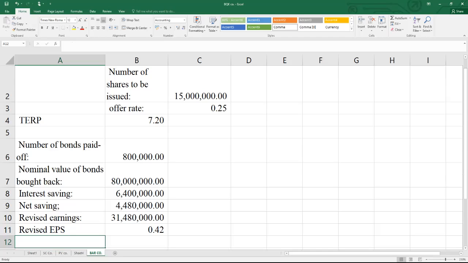Clear? Still, could you repeat how you got interest saving? So first you got how you got 6.4 million. You got it? No. Sorry? So could you repeat from number of bonds paid off?